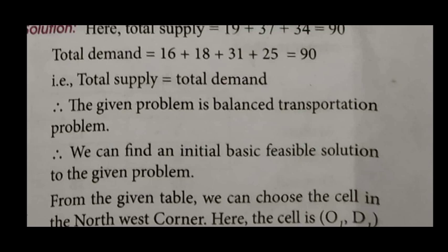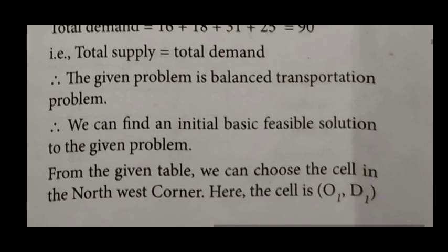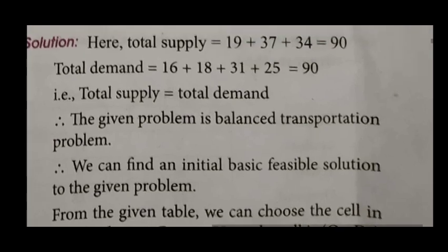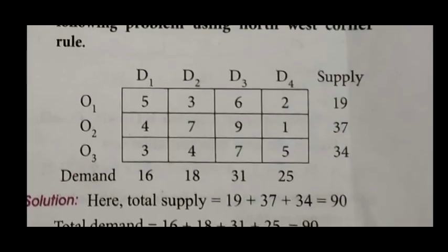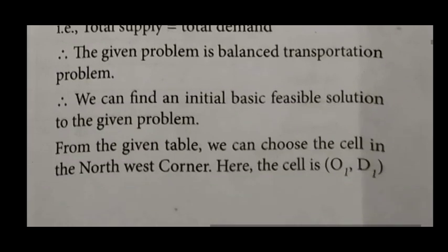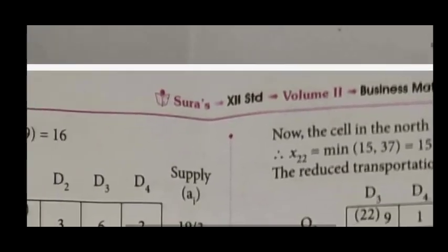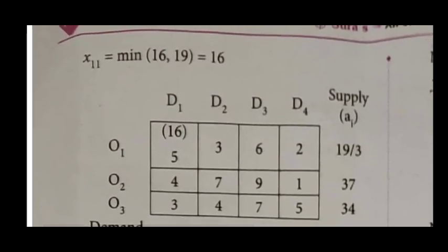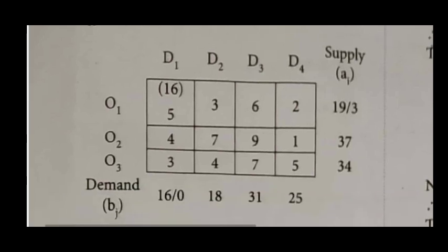From the given table we can choose the cell in the northwest corner. Here the cell O1 D1, that is the 5, is the first cell. The first row, first column, 5. So we are taking that row in order to find the feasible solution. Here 5, and the supply is 19, whereas demand is 16. So we take the least one. Here the smallest number is 16.